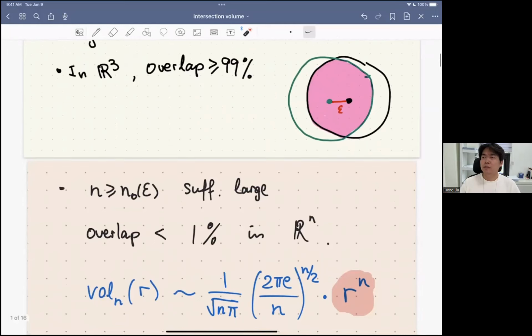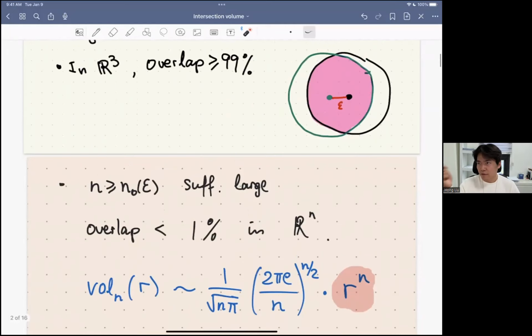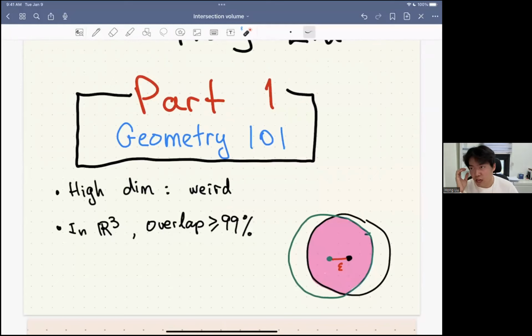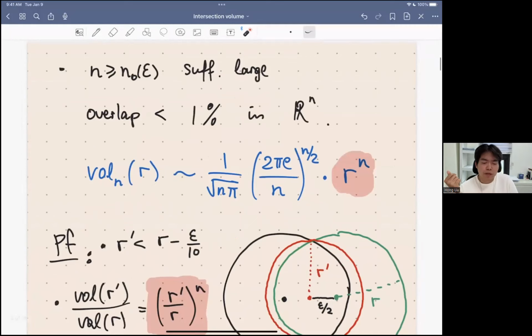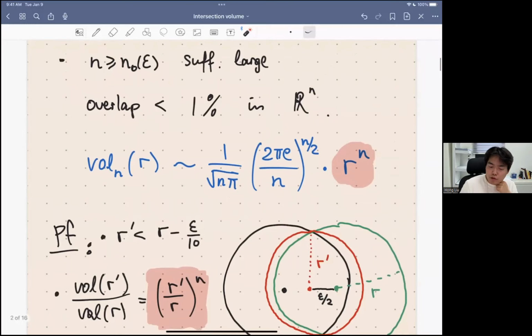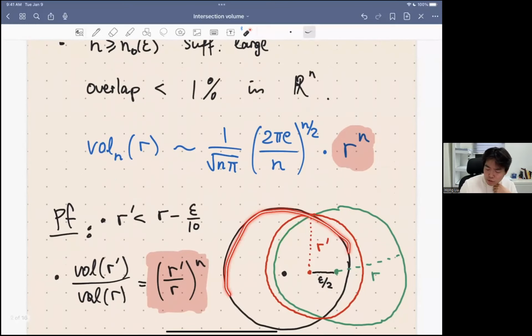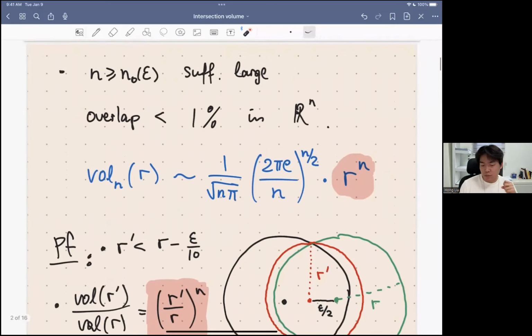Let's take this very same epsilon for which in 3 dimensions we have more than 99% overlap. Then we can find an n0 depending only on this epsilon, such that if we consider every sufficiently large dimension, in R^n, I want to prove to you that if we take the same situation, a black ball centered at this black dot and a green one centered at the green dot, of unit volume, then the intersection volume will be less than 1% when the dimension is large.